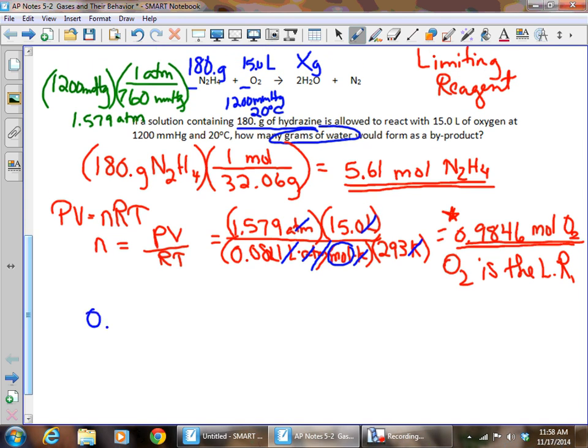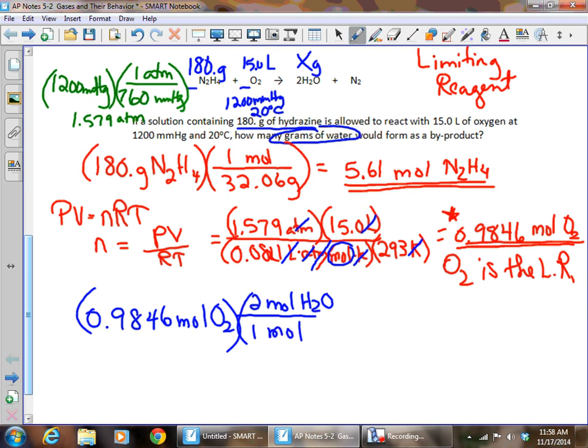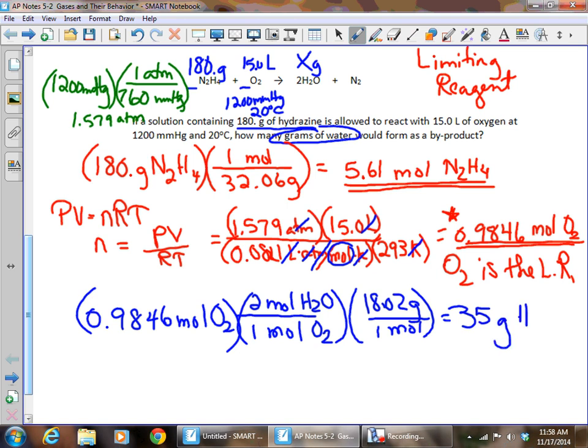So starting with that value of 0.9846 moles of oxygen, we can go straight to our mole ratio, which is 2 moles of water for every 1 mole of oxygen. And the fact that there's 18.02 grams of water per mole of water gives us a value to 2 sig figs of 35 grams of water. So there's our second stoichiometry and gas law mixed problem. So it's just another way to use that information.